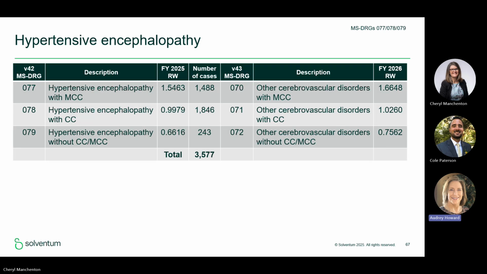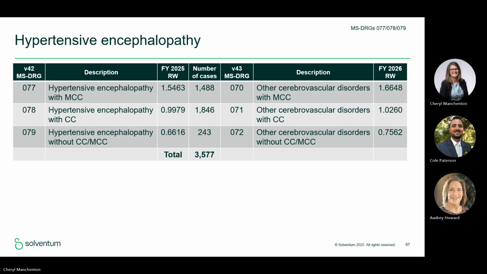As you see on this slide, this is showing the volume, the shift of everything, where in fiscal year 2025, the volume was just over 3,500 cases. That's the volume impact that will be moving into the appropriate 70 through 72. And you can see the relative weights in there as well. So the 3,500 cases are going to be added to 70 through 72 because of the deletion of 77 through 79.